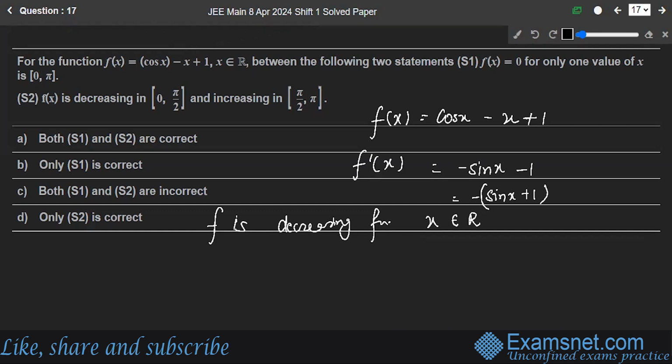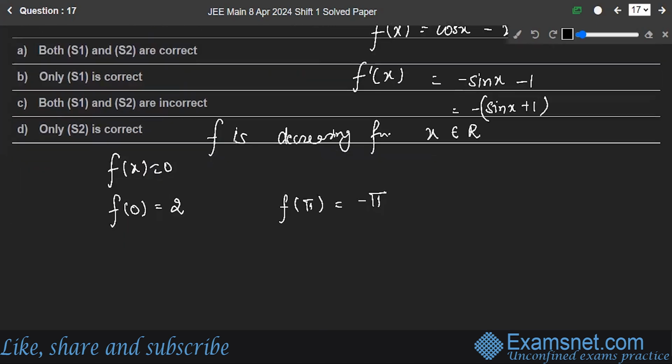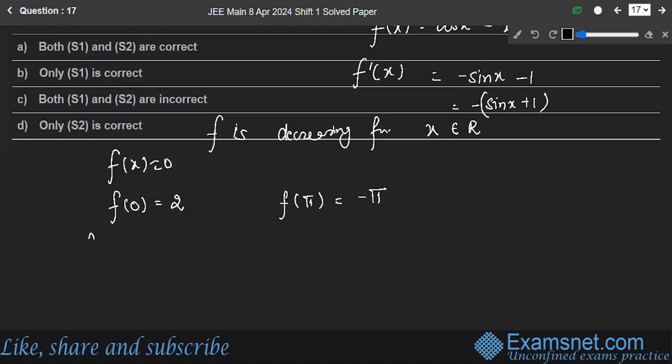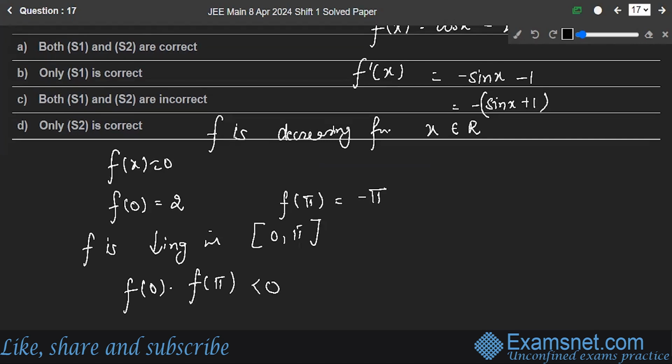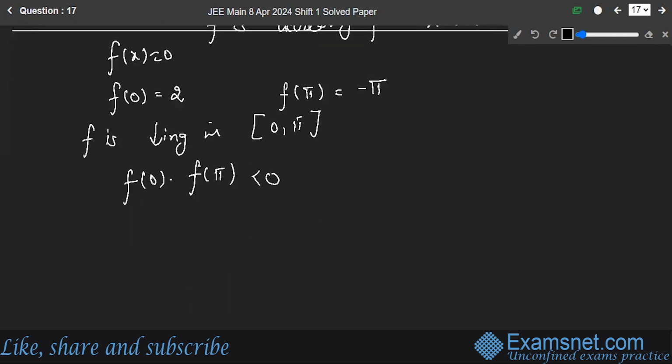And you have f(x) equal to 0. First thing, if I say f(0) over here, this will give you 2, correct? And what will f(π) give you? This will be equal to -π. Now, therefore, the function is decreasing in this interval, and the product of these two values is also negative. So only one solution for f(x) = 0.